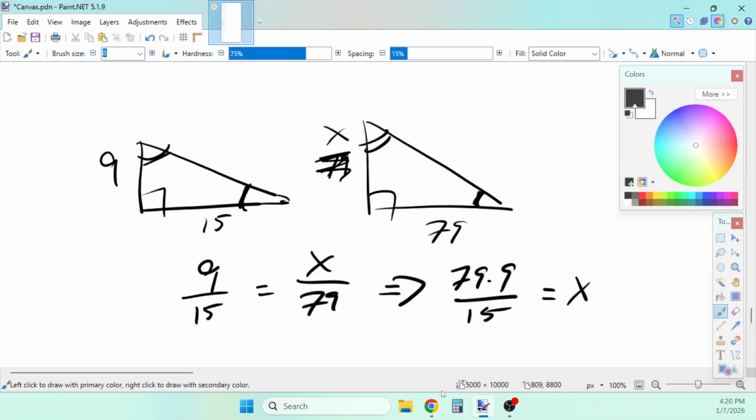I plug that into a calculator and I get a number, and I round it to 3 decimal points, or I guess this says 2 decimal points, and I am good. This is not 79.9, this is 79 times 9. Okay. And those are all the types of questions on this week's quiz.